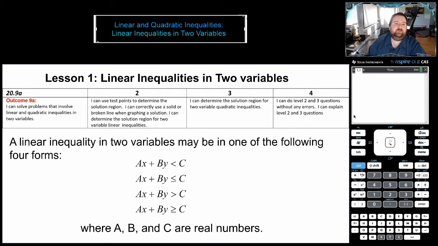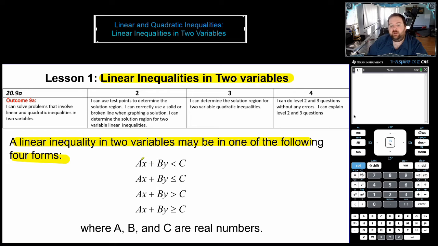Today we are going to be starting our unit on linear and quadratic inequalities. We're going to be doing lesson 1 today, where we're looking at linear inequalities in two variables. We've been looking at inequalities for a while now in our school careers, but just to refresh ourselves, linear inequalities in two variables can be in one of the following forms.